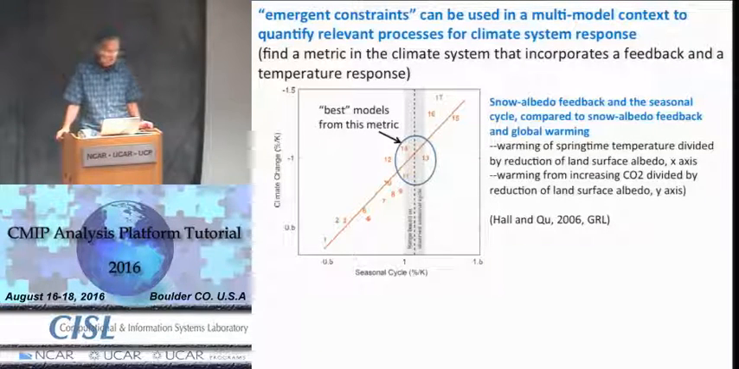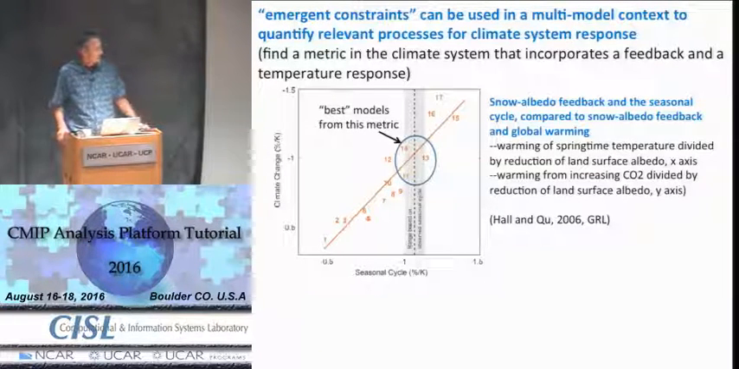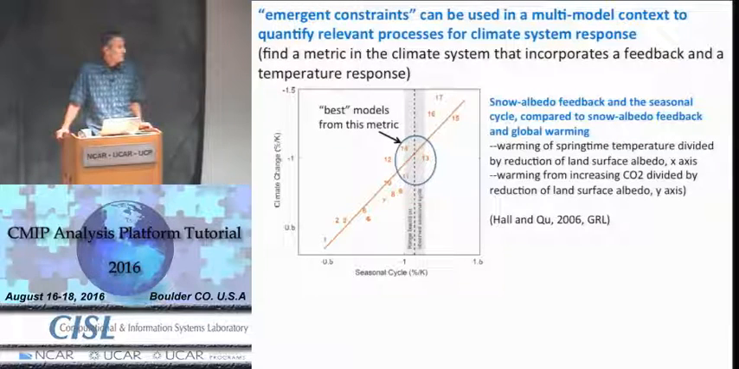But the one that's usually cited is, I think, the first time this was done. This is by Alex Hall and Qu, in this paper in GRL in 2006, where they noticed that if you look at the springtime snowmelt, in other words, you look at the temperature difference in spring, and you look at the change in surface albedo in the spring from observations, you can relate that to similar calculations from the models. So you've got something in the observations you can tie to the models, and this temperature albedo change response gives you an idea about snow albedo feedback.